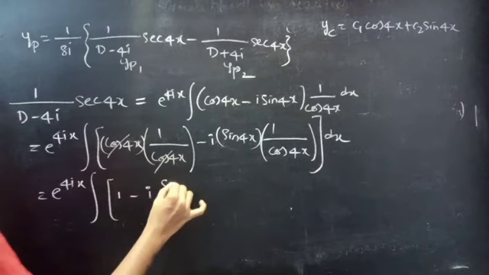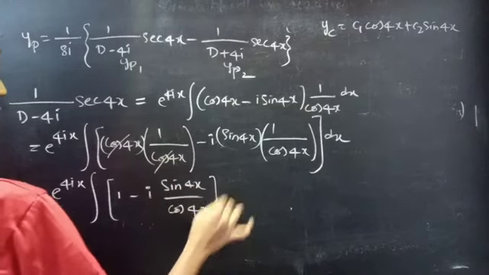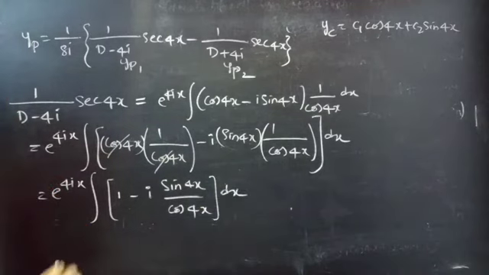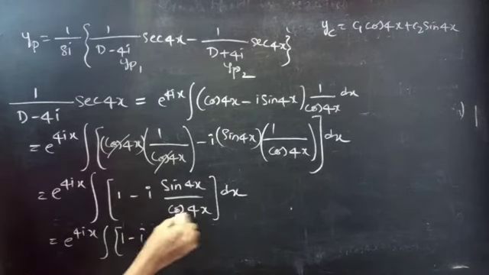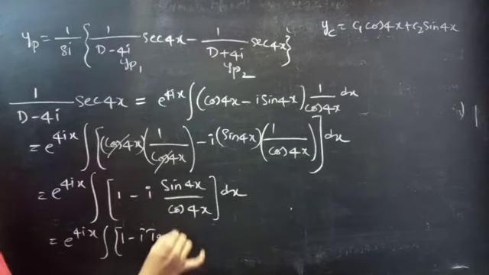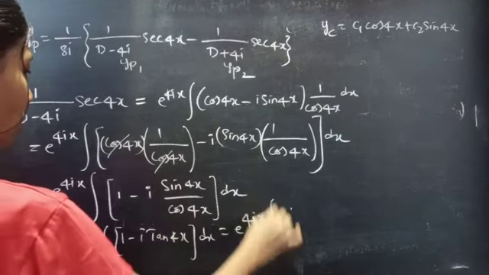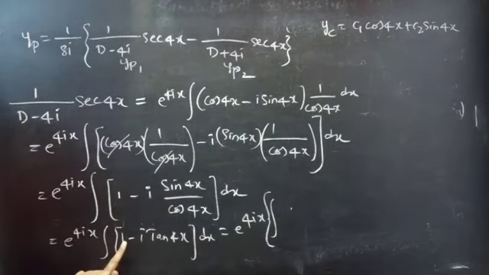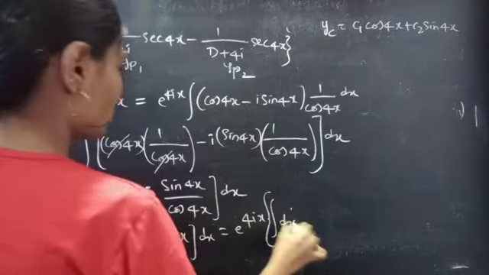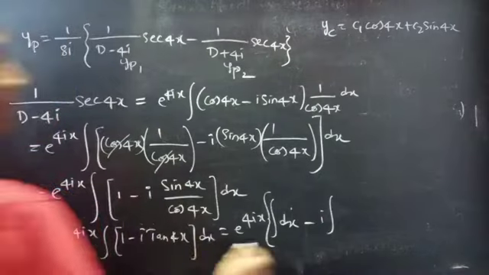minus i into sin 4x by cos 4x into dx, which equals e power 4ix integral 1 minus i into sin 4x by cos 4x, which is tan 4x, into dx, which equals e power 4ix into integral of 1 into dx, which is dx, minus i into integral tan 4x dx.